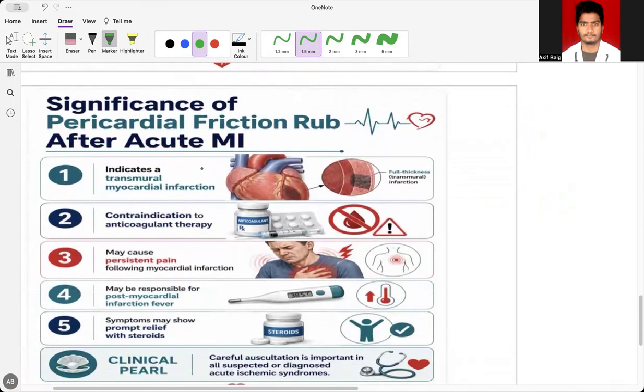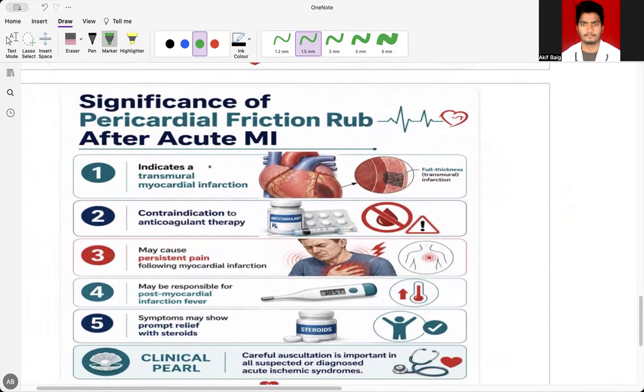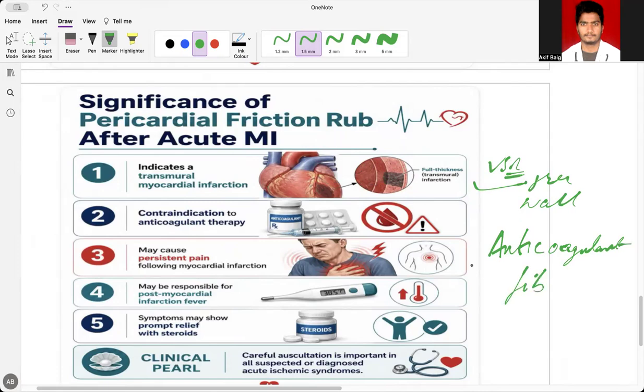So, what is the significance of pericardial friction rub after acute MI? Suppose after an acute MI, the patient develops a pericardial friction rub. What does it mean? It means that there is transmural infarction. In transmural infarction, there is always a chance that the infarcted part may rupture and lead to ventricular septal rupture or free wall rupture. So in this patient, you should not give anticoagulation, and you should not think about thrombolysis or fibrinolytic therapy.